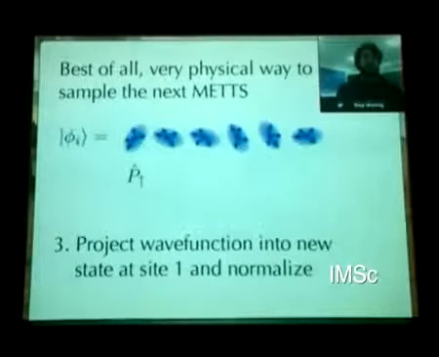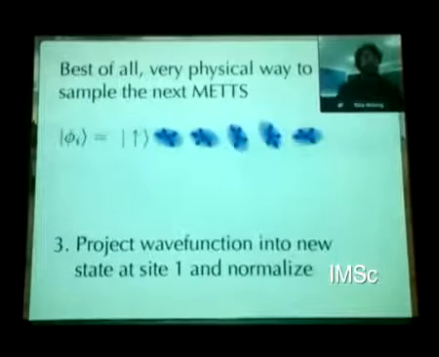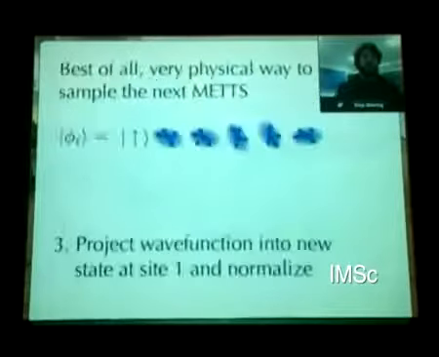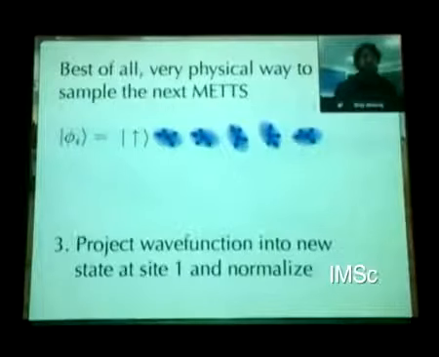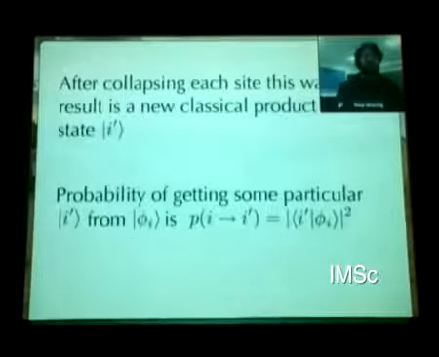And so now the final slide of this is showing that you now have the system in the up state on site 1, and now it's disentangled from the rest of the wave function as a result. And you have to normalize this state before proceeding. But once you normalize it, now you see that the rest of the chain is disentangled from the first site, so you can just repeat this procedure and apply it to every site one at a time.